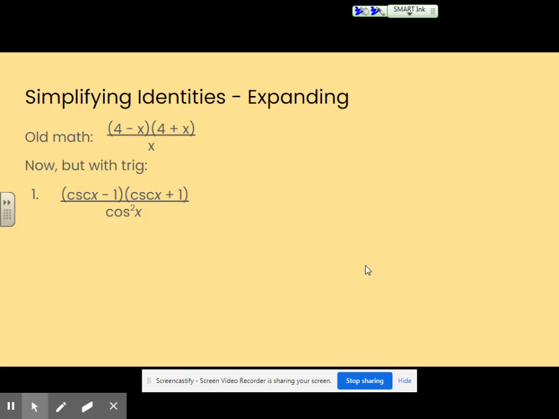My first step is that I'm going to try and expand my parentheses, the things that are being multiplied. I notice here that I have that case where it's a difference of squares. So I look and I see, okay, I have the same first term, the same last term, and they're separated by two opposite signs, plus and minus. So what that means for me is that I can say it's the square of the first minus the square of the second. In this case, cosecant squared x minus 1. And the denominator is going to stay the same.